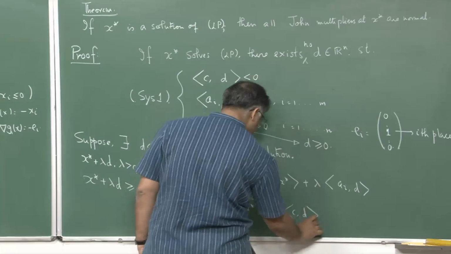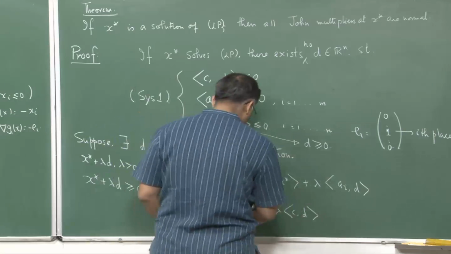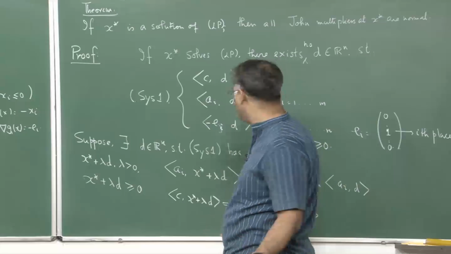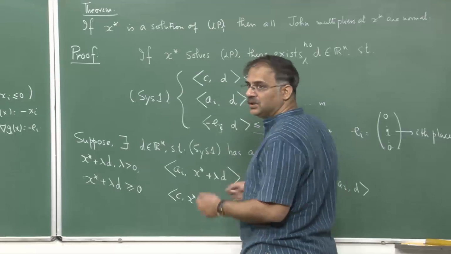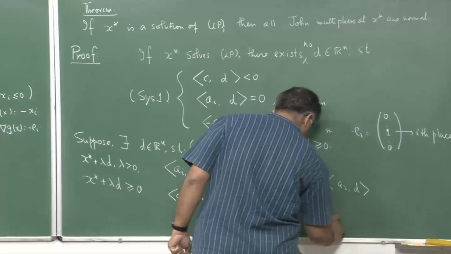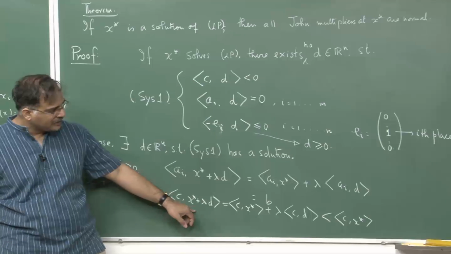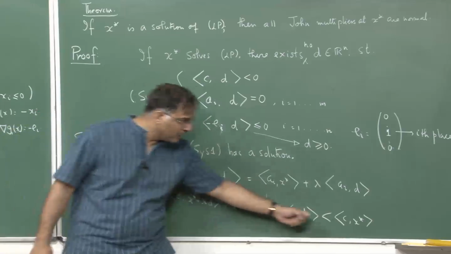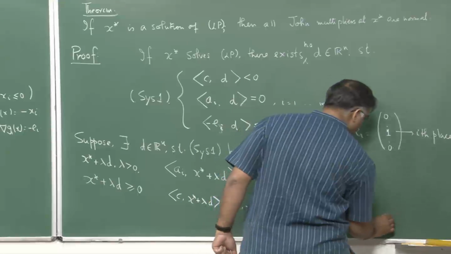Now, lambda is strictly greater than 0 and C of d is anyway strictly less than 0 because d is a solution, and C of x star is C of x star. So, we have added a strictly negative quantity to C of x star, which means what I would get is a quantity which is strictly less than C of x star. So, what it means is that x star plus lambda d is a feasible solution at which the function value is strictly less than the optimal function value, and this is something which is impossible. This is an impossibility, a contradiction.